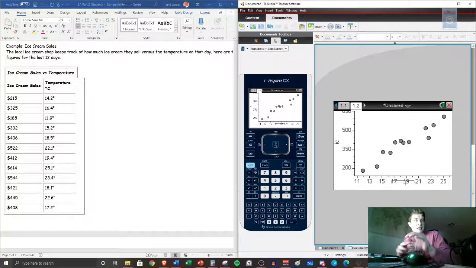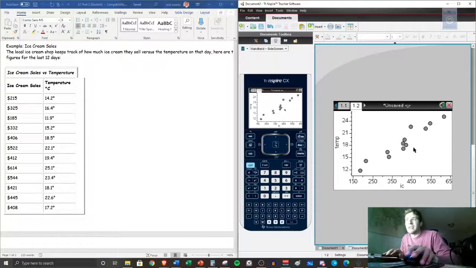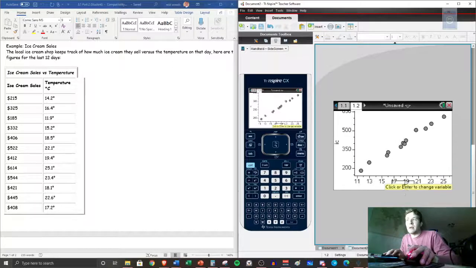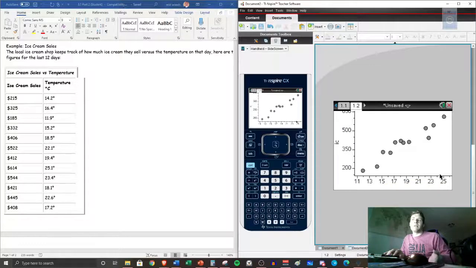So let's do this. Let's flip these. Let's put ice cream as the X, like the sales. And you'll notice that it still has that positive trend, okay? But temperature is going to be better suited to be that X variable. So it's just going to invert it if we do that.